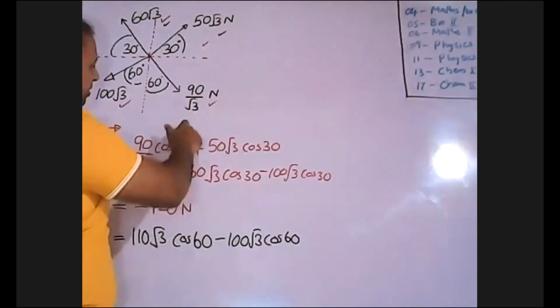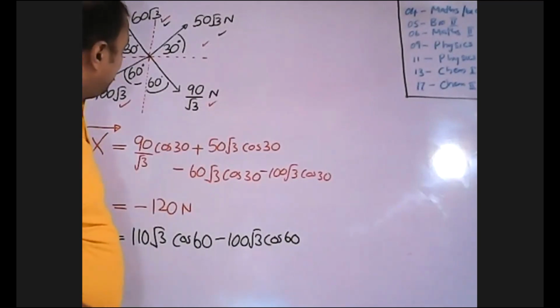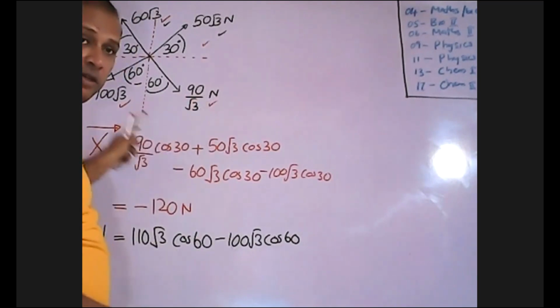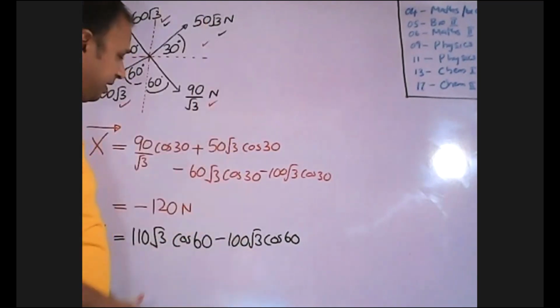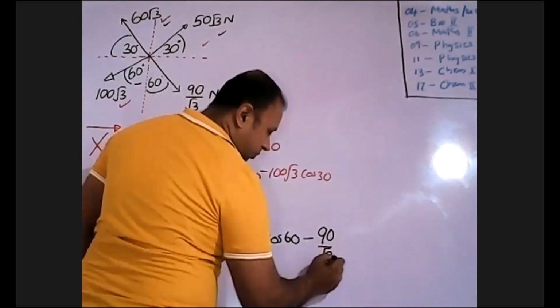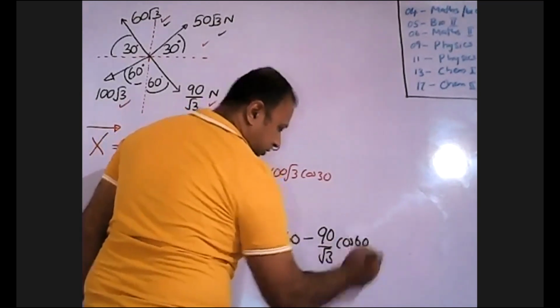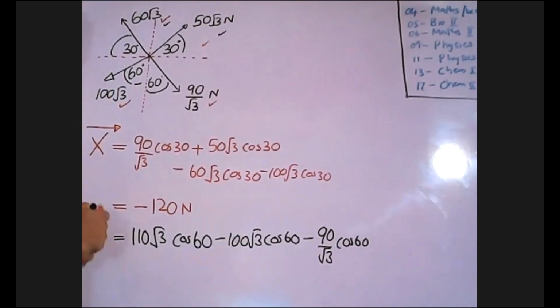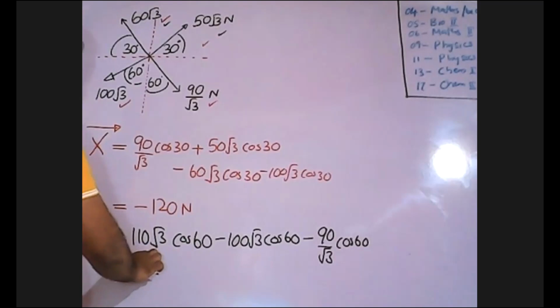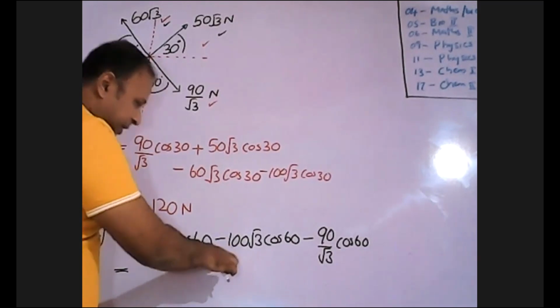If you take this component, it's 90 over root 3, 90 over root 3 cos 60. It is also minus, no? If you resolve this component into the xy direction, it is on the negative side. Therefore, minus 90 over root 3 cos 60. So the answer is, if you simplify this one, 110 minus 100.